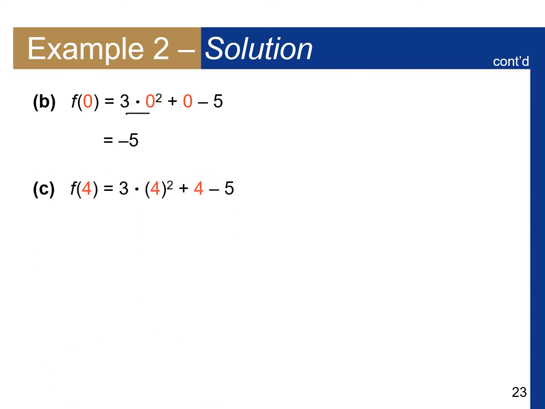When I substitute in 4, I have 3 times 4 squared plus 4 minus 5. 4 squared is 16. Always do your exponents first, follow your order of operations. Then multiply. 3 times 16 is 48. So I have 48 plus 4 minus 5. 52 minus 5 is 47.